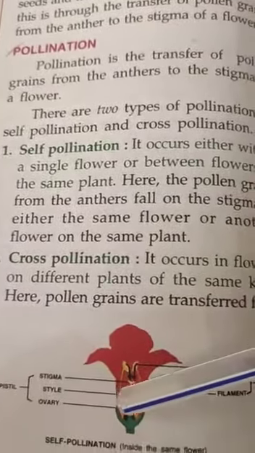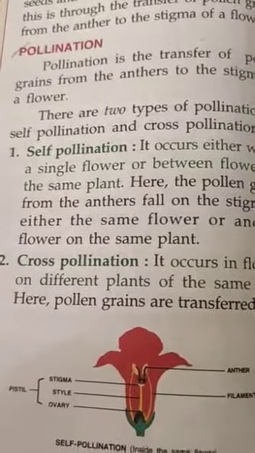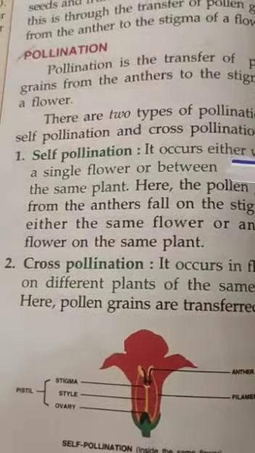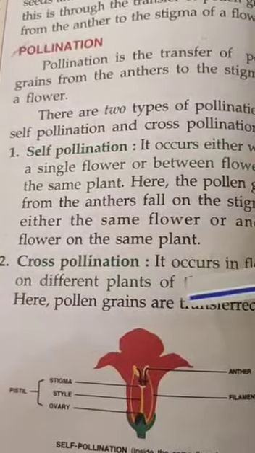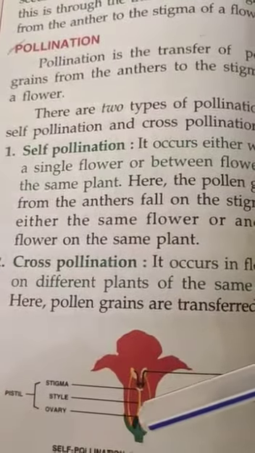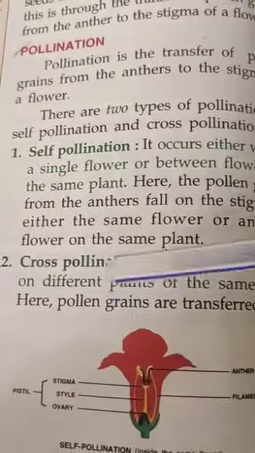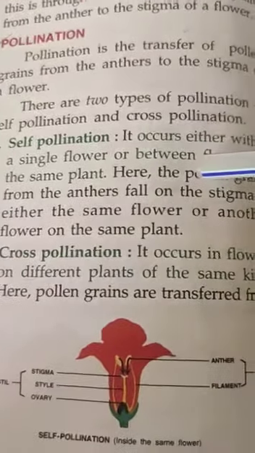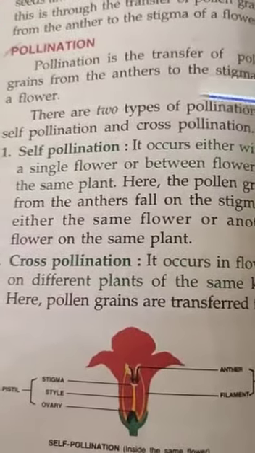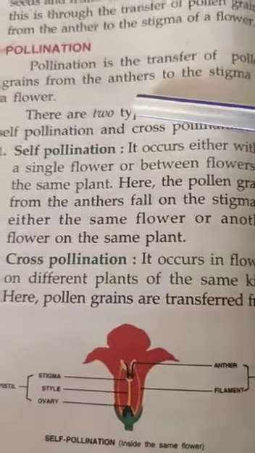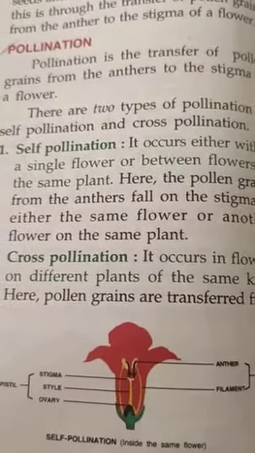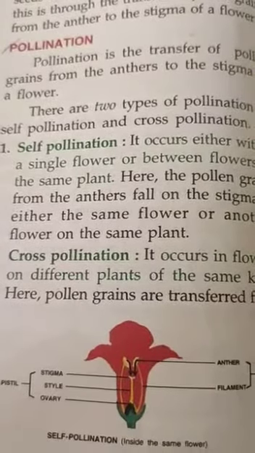So the flower contains a total of 4 whorls, which we already discussed in the last class. Out of the 4, two are the main reproductive parts, androecium and gynoecium. The androecium is the male reproductive part and the gynoecium is the female reproductive part. The transfer of pollen grain from the anther to the stigma of the flower is known as pollination.